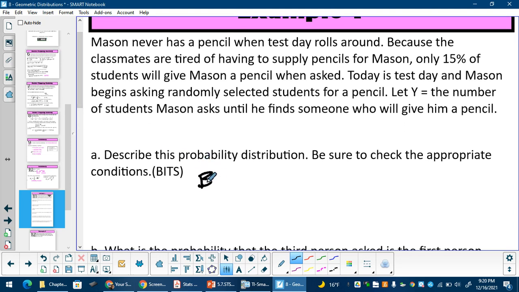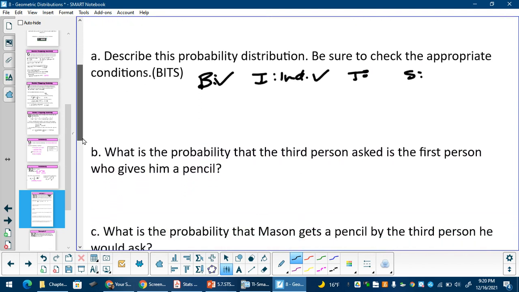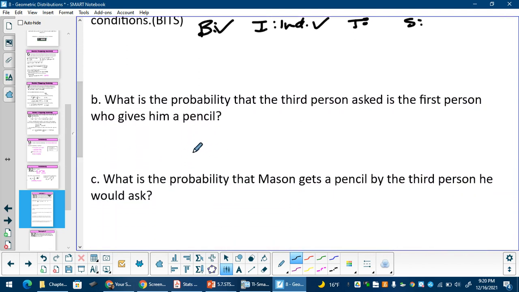It's binomial, or binary. He either gets a pencil or he doesn't. Doesn't matter how many people he asked. Each trial is independent. All right. We are doing trials until success. So once he gets a pencil, he's going to stop asking. And the probability is going to be 15% for each trial. Right?